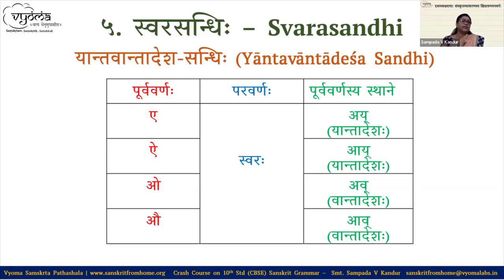It is replaced in Purva Varna. Paravarna remains the same. So A changes to Aya. I changes to I, O changes to Av, Au changes to Av.